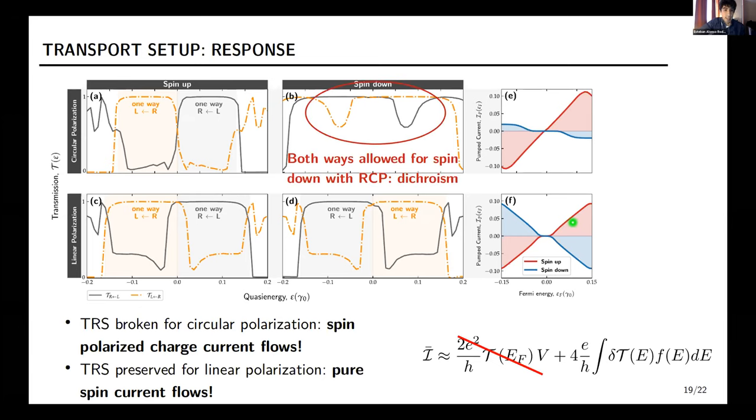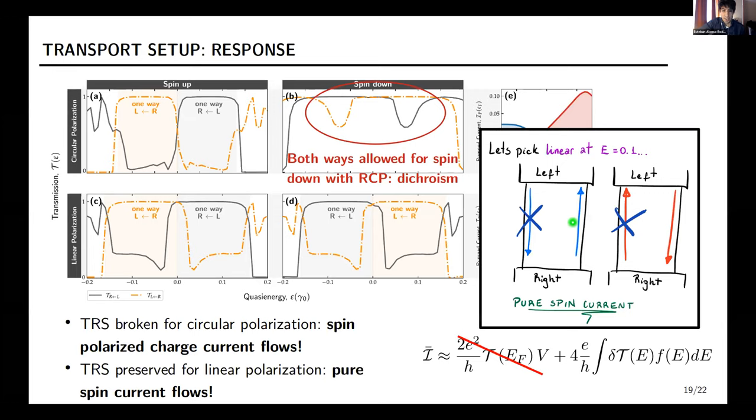Okay, in this case of the spin down, both wires are allowed with the right-handed for circular dichroism. And just to fix ideas, and I think I have no more time, we can pick the linear polarization at E equals 0.1. And if you settle here in 0.1, you can see that you can kill this state and kill this other. And when one edge, you will find that you have just pure spin current.